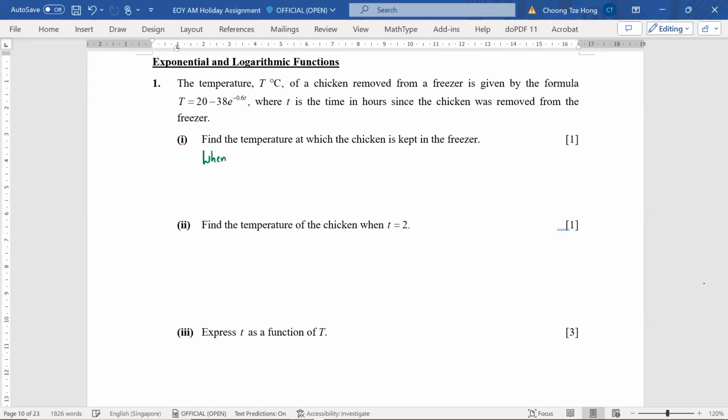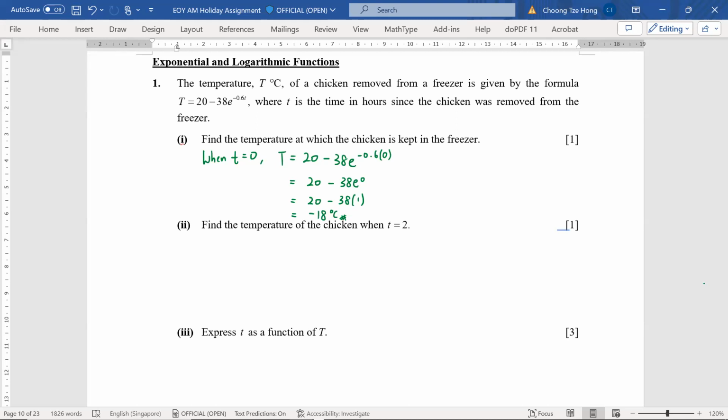When t equals 0, T equals 20 minus 38 e to the power of negative 0.6 times 0. I replace small t with 0, so this gives us 20 minus 38 e to the power of 0, since negative 0.6 times 0 is just 0. We know that anything to the power of 0 becomes 1. So we have 20 minus 38, which gives negative 18. That means the temperature inside the freezer must have been negative 18 degrees Celsius.